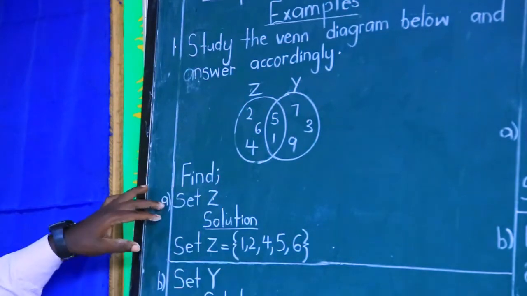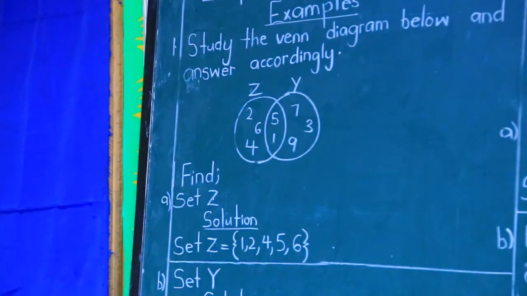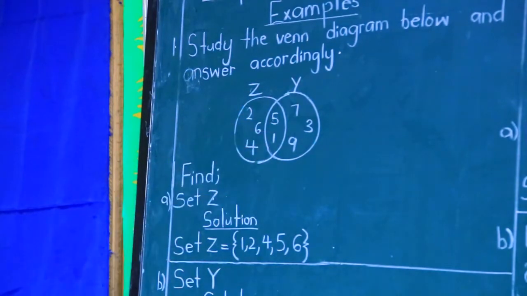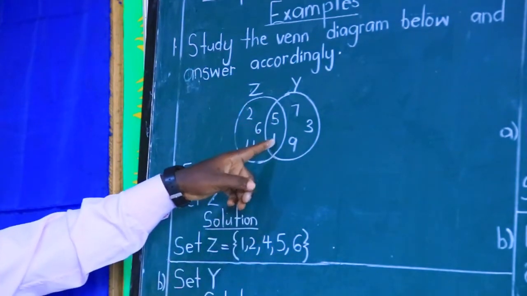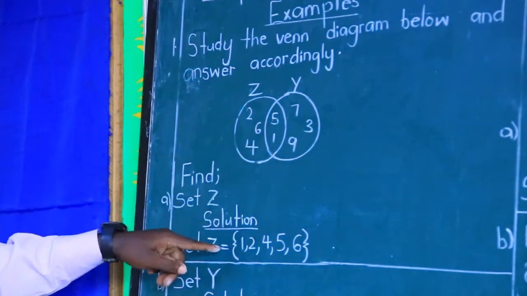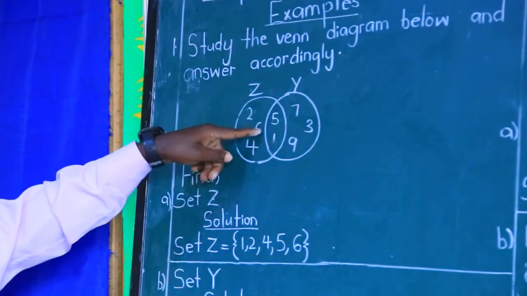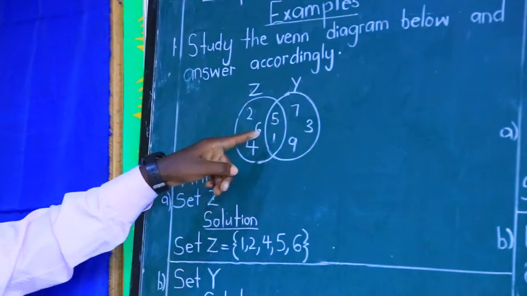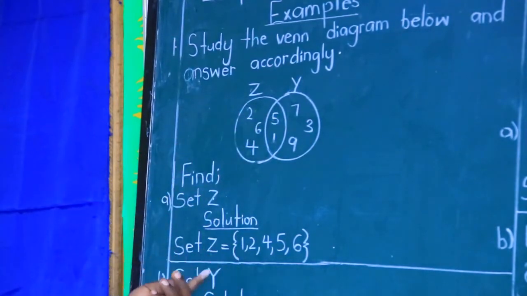The first part, that is part A, says find set Z, meaning list all the members of set Z, and this is the way it is done. Look at the entire set. Remember 1 and 5 belong to both. So if you are asked to list the members of a particular set, 1 and 5 must be included. So set Z is equal to 1, 2, 5, 6, 4, but it's better to list them in order. That is 1, 2, 4, 5, 6, and then you write it in this form.